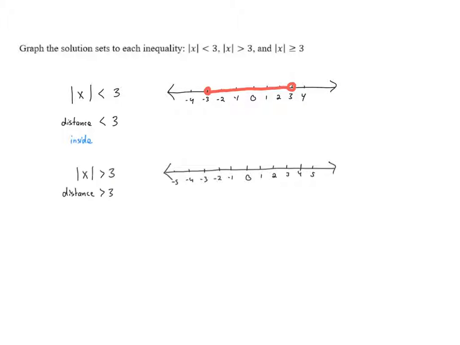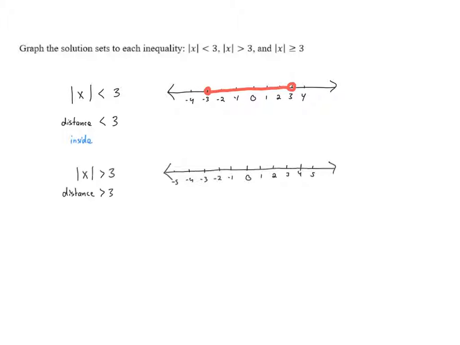So before, when the distance was less than 3, we had to stay closer to 0. We couldn't go any further than 3 or -3. But here the distance has to be greater than 3, so it says we actually have to be further away than 3 or further away than -3.